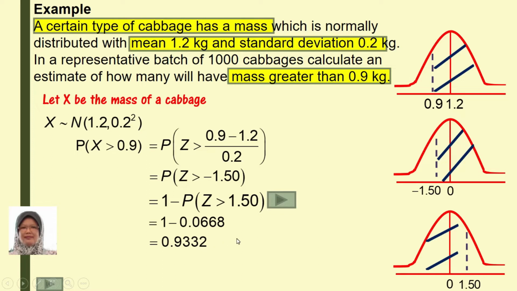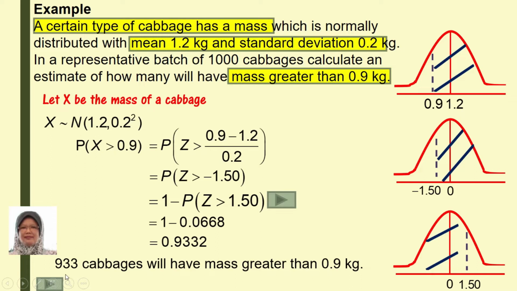So the answer is 0.9332. But the question asks to calculate an estimate of how many will have mass greater than 0.9. So we multiply 0.9332 by 1000. So the answer is 933 cabbages will have mass greater than 0.9 kg.